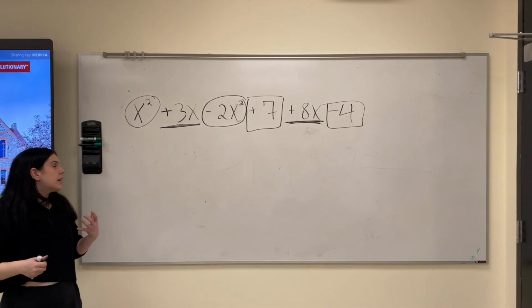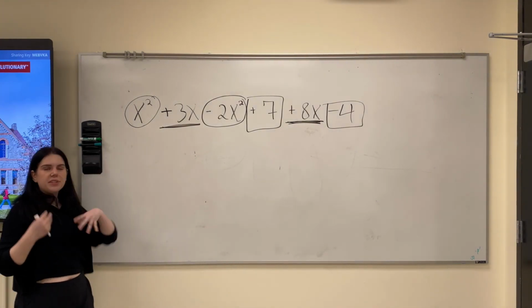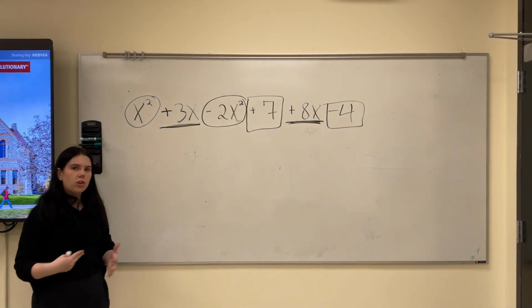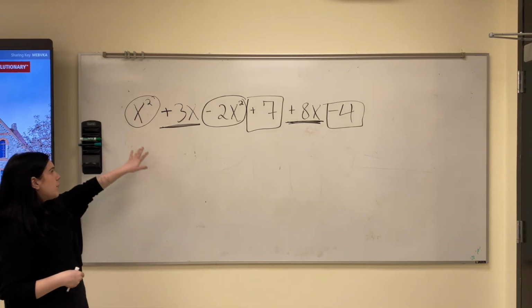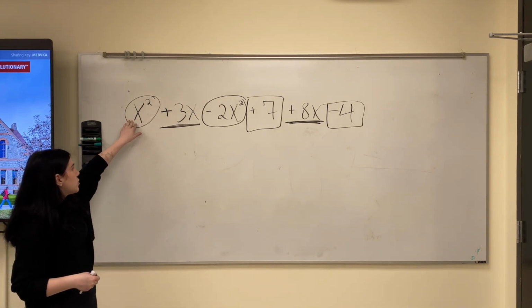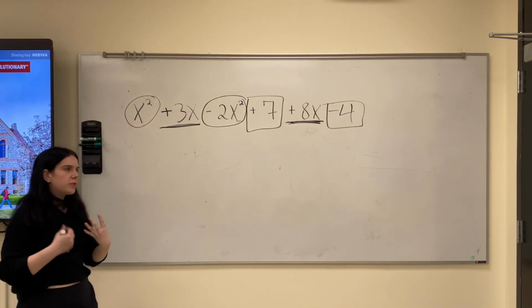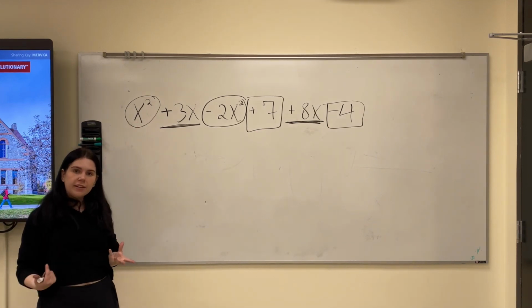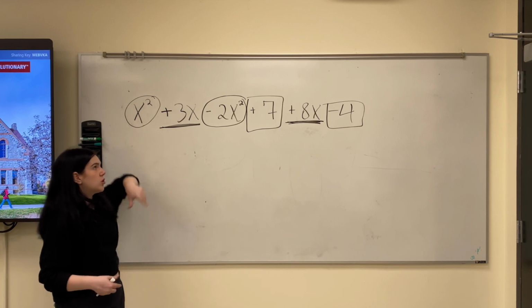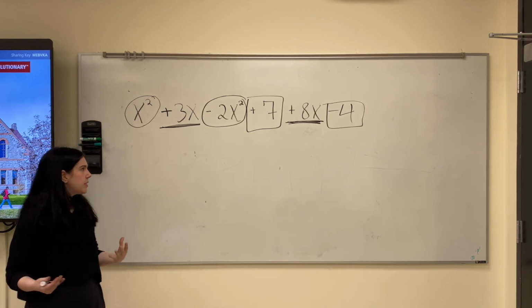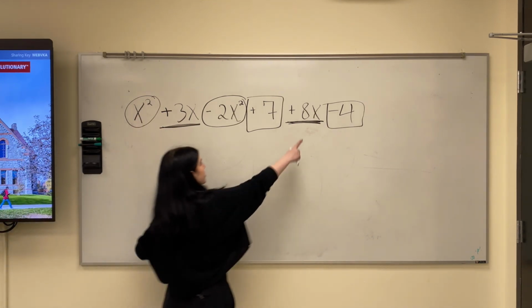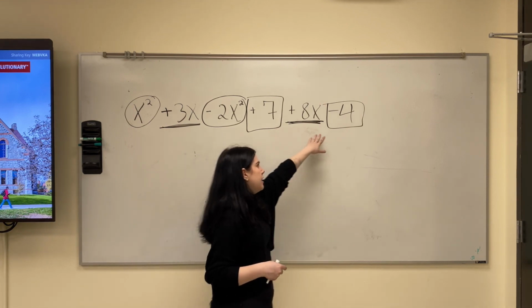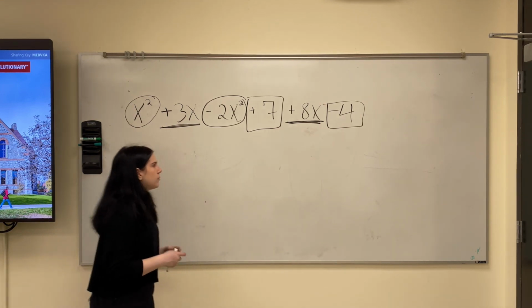All of the terms that have the same shape associated with them are like terms. For example, the terms with circles around them are the terms containing x squared, and these terms contain the same variable, x, raised to the same power, 2, so they're like terms. Similarly, 3x and 8x are like terms, and 7 and -4 are like terms.